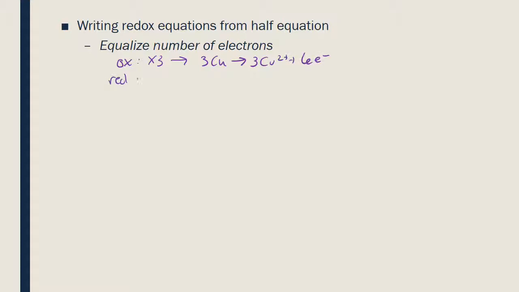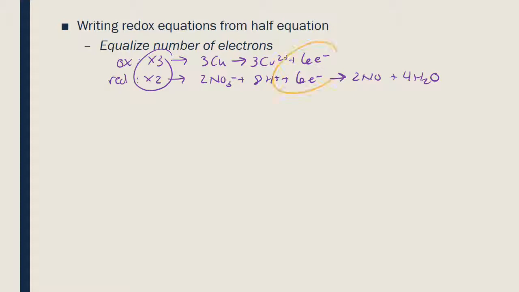In our reduction reaction, we have to multiply it by 2. So then we have 2 NO3 negatives plus 8 hydrogens plus 6 electrons gives us 2 NOs and 4 H2Os. So these multiplication numbers multiply across everything in order to make sure we have the same number of electrons. So now we have 6 electrons on each side.